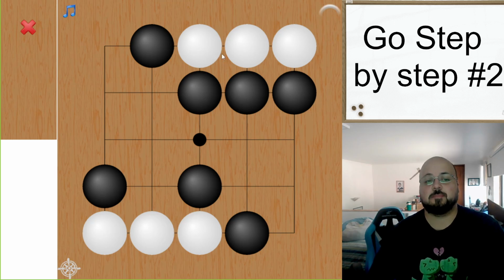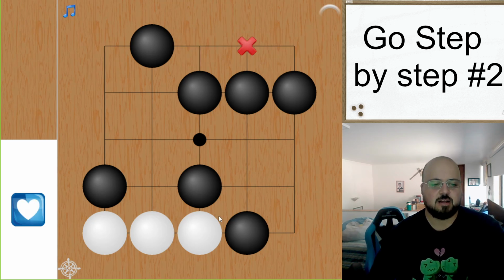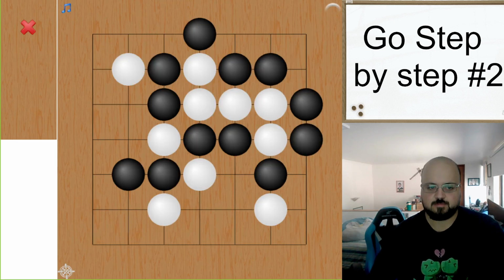Now the same happens but the other way around. The top one has all their liberties surrounded, but the bottom one still has one liberty here. So they are alive, so I don't have to mark it.